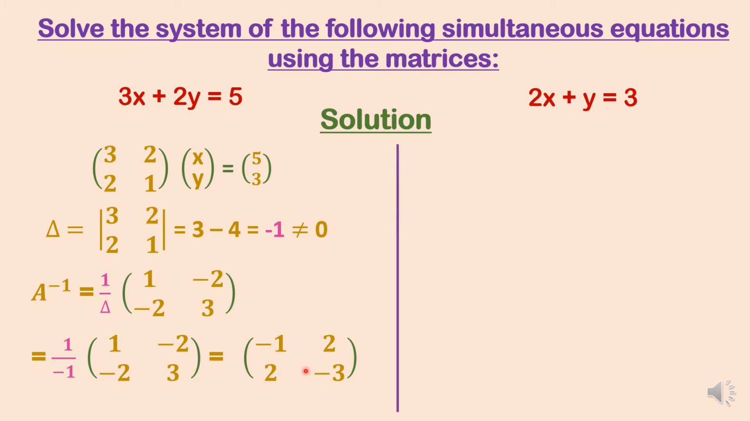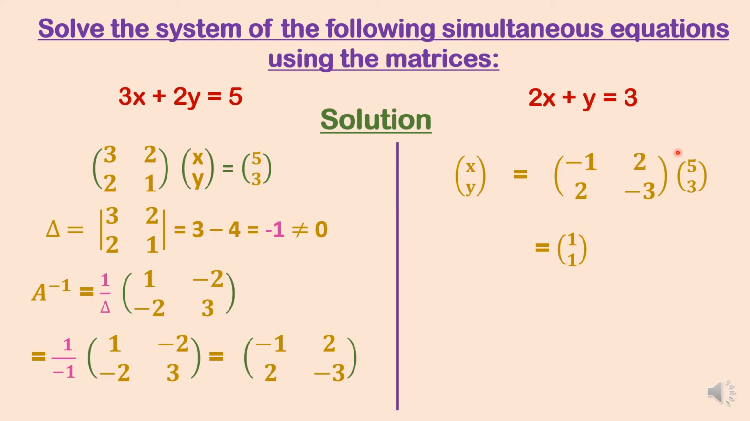So the multiplicative inverse of A equals negative 1 to negative 3. Then x over y equals the multiplicative inverse of A times C, which is 5 and 3. Then we multiply as we studied before. The answer will be the multiplication. We will remember it now.